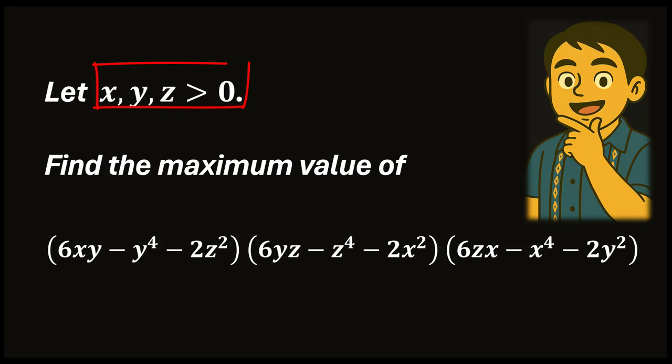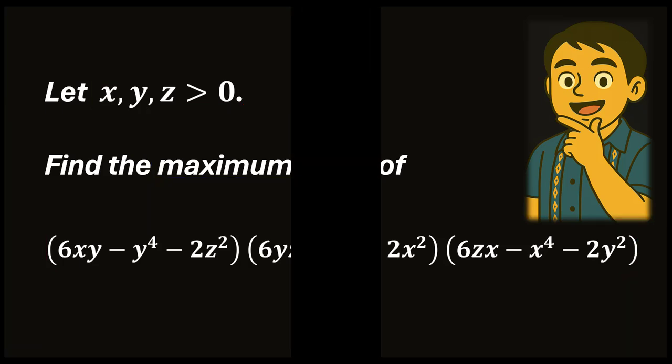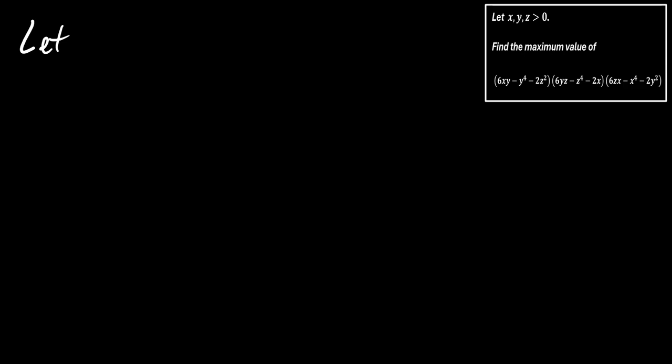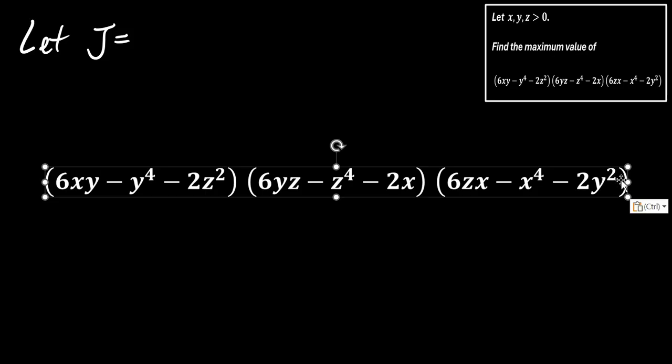Let x, y, and z be positive real numbers. We are asked to find the maximum value of the expression (6xy minus y to the power of 4 minus 2z squared) multiplied by (6yz minus z to the power of 4 minus 2x squared) multiplied by (6zx minus x to the power of 4 minus 2y squared). We let capital J be this entire product.